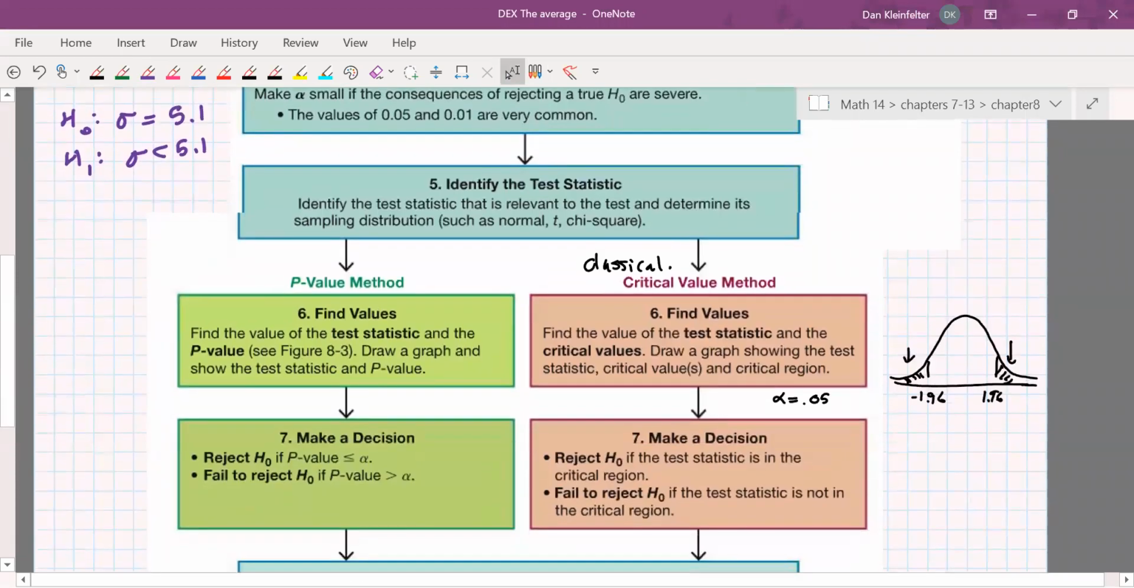Once you've done that, notice that this branches. There's 2 paths you can take. There's basically 2 ways that you can finish the hypothesis test. There's something called a p-value method, and then there's something called the critical value method. It's also called the classical method. So we'll take the one on the left first.